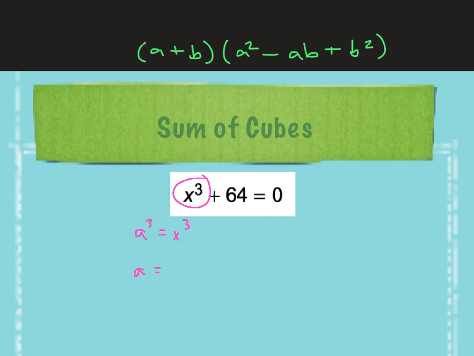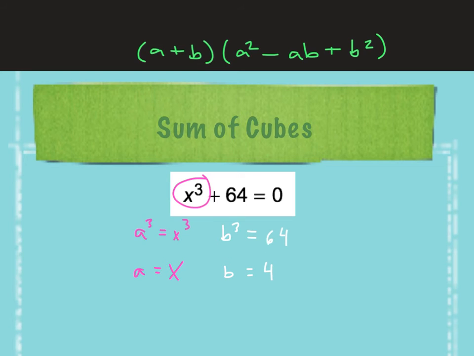What's A? 1x, or just x. And then if our B cubed is 64, what is our B? What number cubed gives us 64? Go back to that common cube slide. 4.